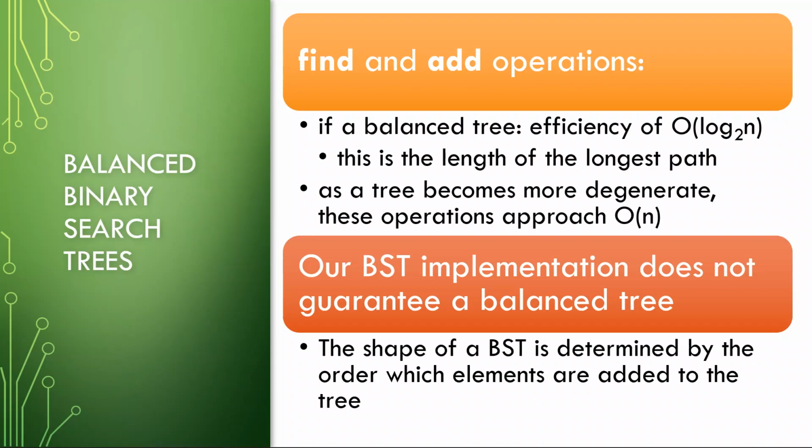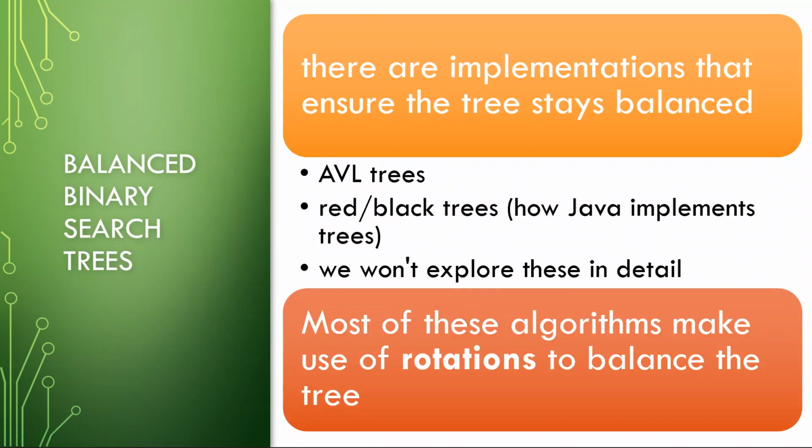So for a balanced binary search tree, the find and add operations, if a balanced tree, have an efficiency of kind of log n. And this is the length of that longest path. And as a tree becomes more degenerate, these operations approach more of order n. So our binary search tree implementation does not guarantee a balanced tree. So the shape of the tree is determined by the order that the data is coming in. So it could degrade, and we may not always get that optimal case.